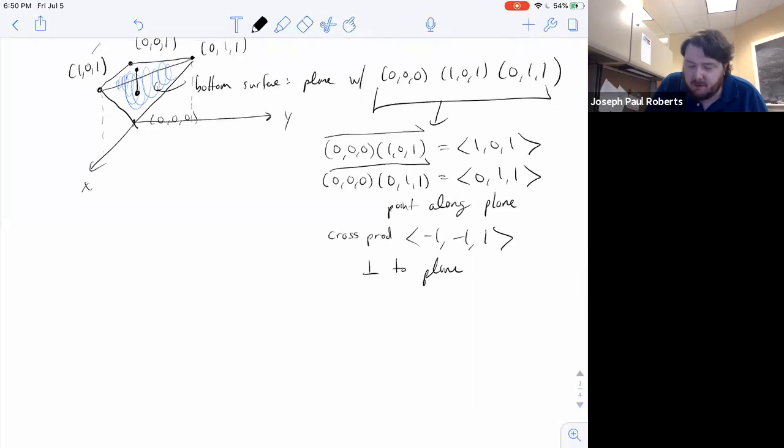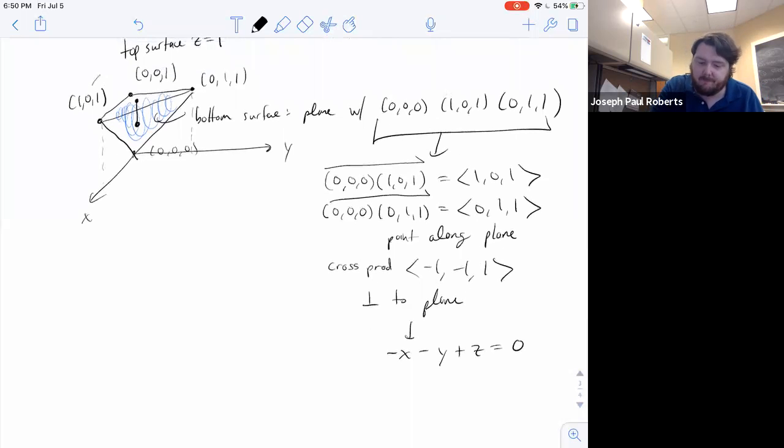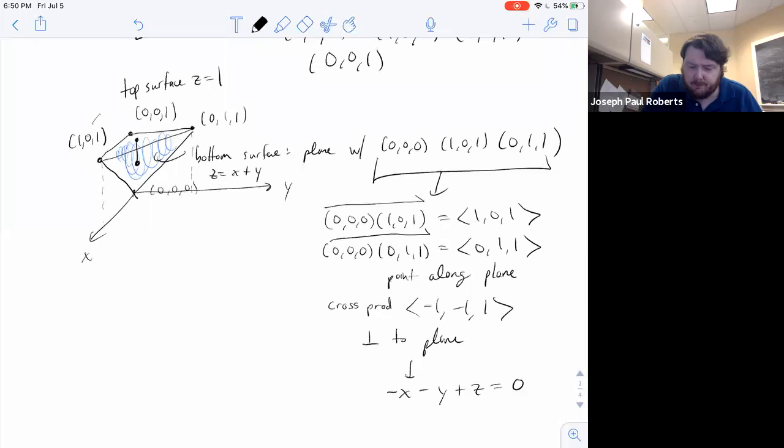And I could use the fact that the origin is on this plane, so putting it all together, it's going to be -x minus y plus z equals 0. And so the equation of the bottom surface, z in terms of x and y, is z equals x plus y. And so that's our innermost z bounds, x plus y to 1, because the bottom surface was z equals x plus y, the top surface is z equals 1. And then I have my integrand.